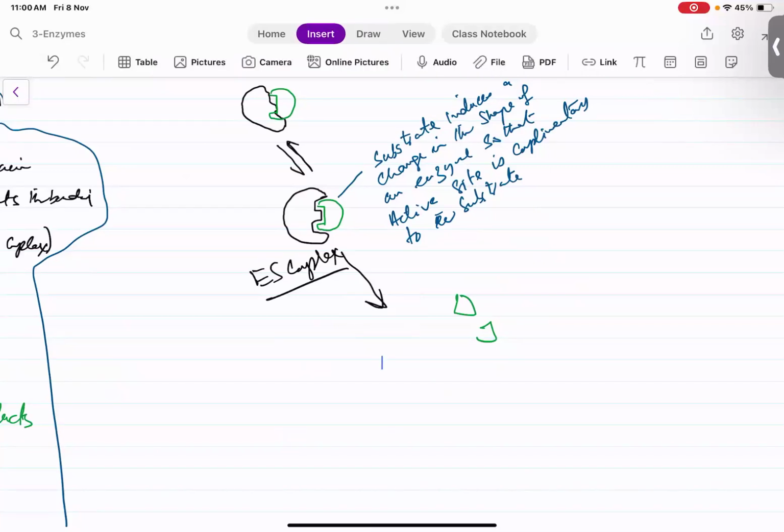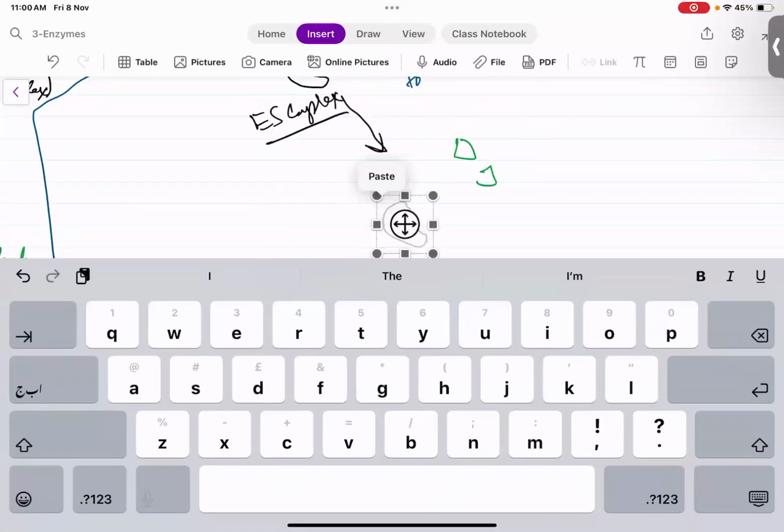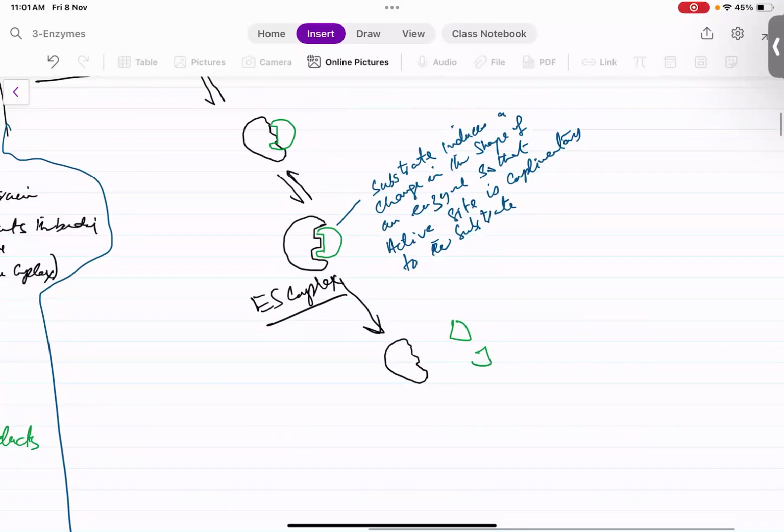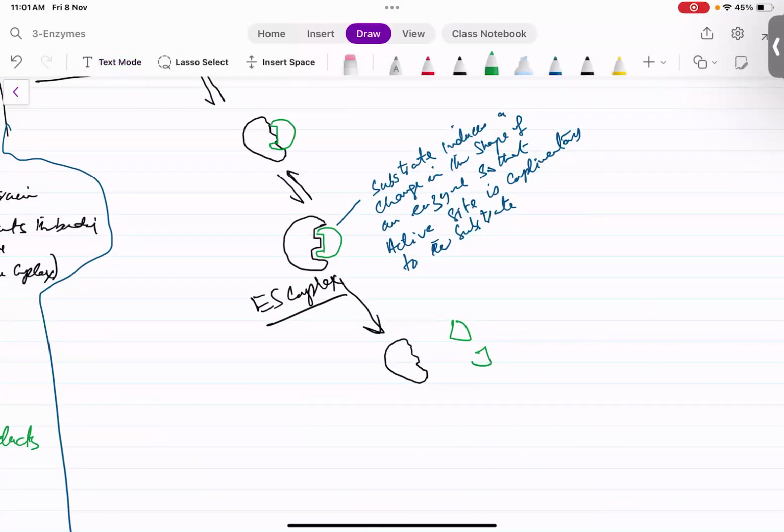So this enzyme is unchanged at the end of a reaction. Yes, it changes during a reaction. So it changes shape during the reaction, but at the end, it is unchanged again.